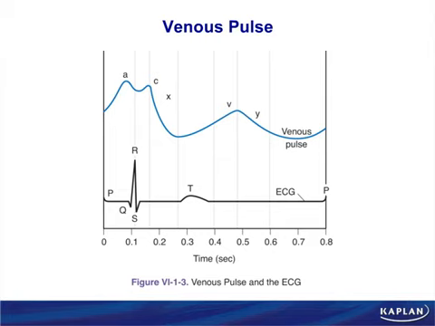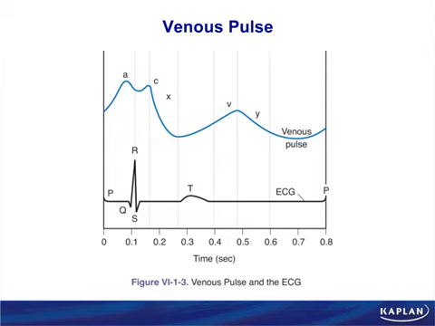Next is a drop in pressure called the Y descent. This indicates the opening of the tricuspid valve. This drop in pressure is because we are now translocating blood from the atria into the ventricle. So pressure is dropping as that blood moves.